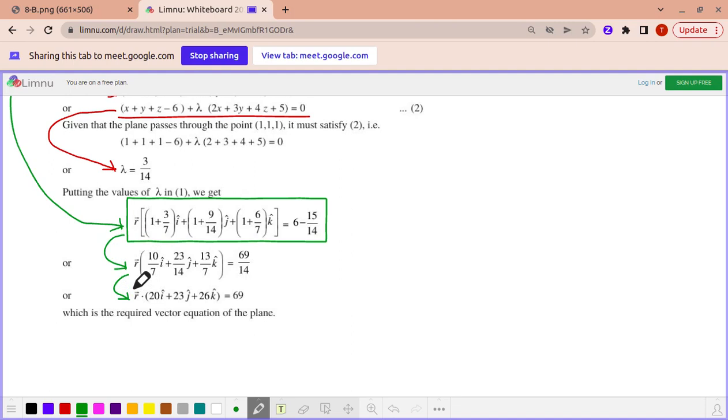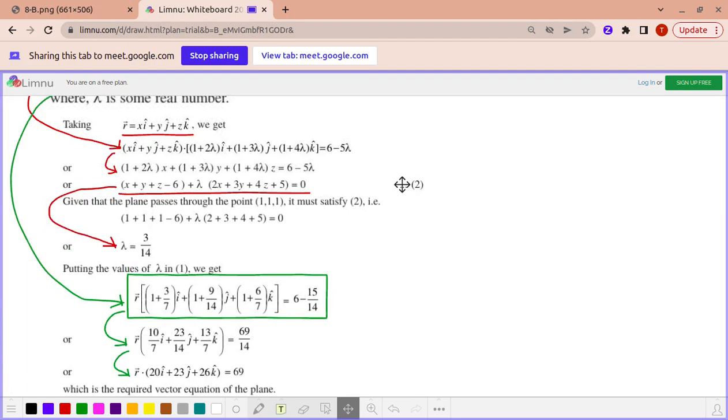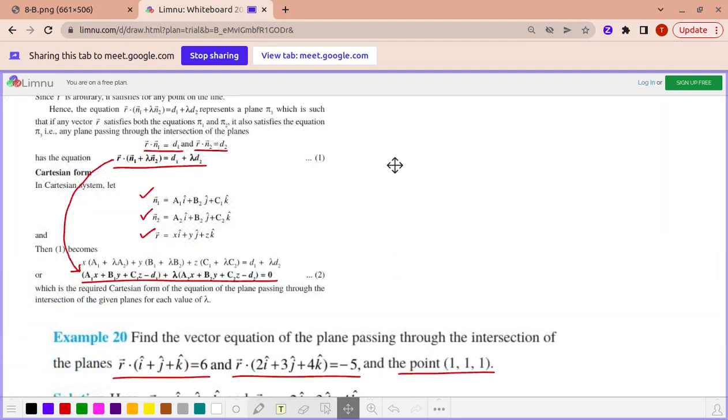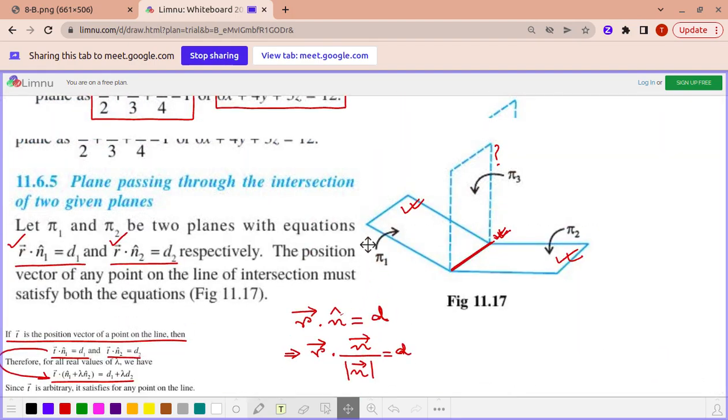So dear students, what does it mean that it is passing through the point 1 comma 1 comma 1? I go back to the previous diagram here. If you see, there could be planes passing through the line of intersection of these two planes pi 1 and pi 2. This is the red color, no? So we can have many planes, as I was telling, that if we consider pi 1 and pi 2 as the two end covers of a book, then pi 3 could be any of the pages of the book.